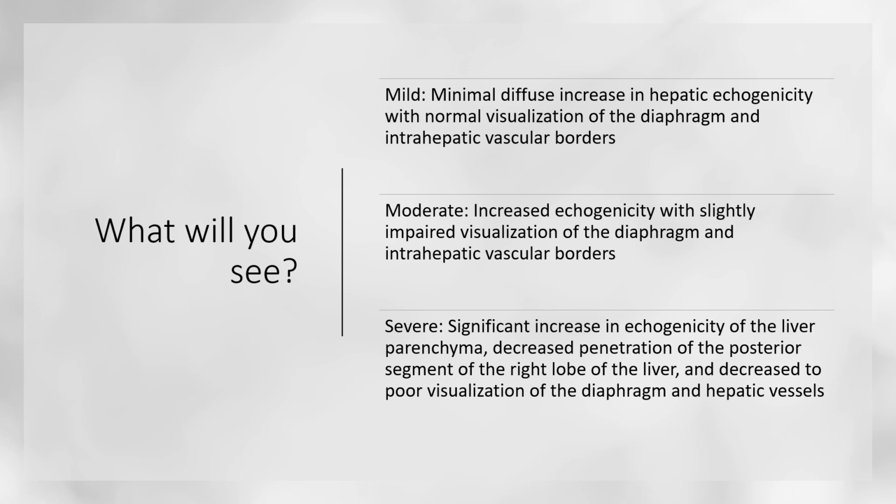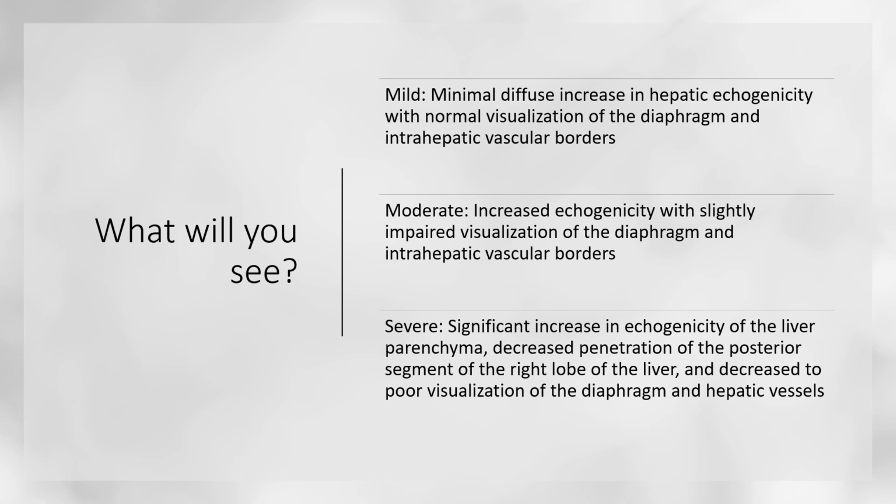So if it's mild, you'll see a minimal diffuse increase in the echogenicity of the liver. It'll be slightly increased compared to the kidney. And you'll still be able to see the diaphragm just fine. The intrahepatic vascular borders will still be easy to see, but it'll just be slightly brighter than you would expect it to be. If it's moderate, you're going to get increased echogenicity with slightly impaired visualization of the diaphragm and the intrahepatic vascular borders.